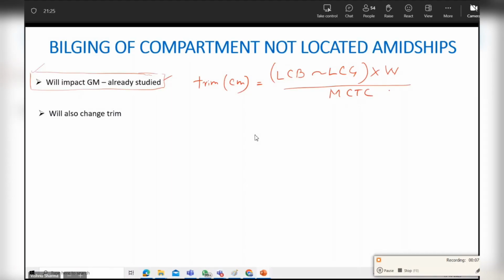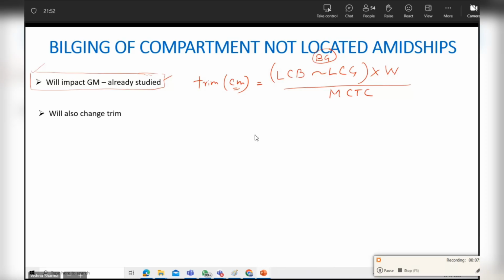This is the formula. Some people may call it BG, or you can call it LCB difference LCG. I'm sure all of you are on top of this formula, right, guys? Yes, sir. This will give you trim in centimeters. Please remember that you will name it by head or stern depending on which is greater, LCG or LCB.